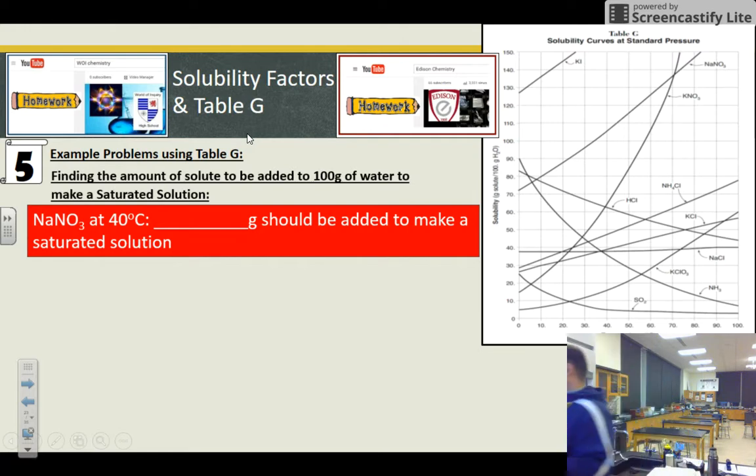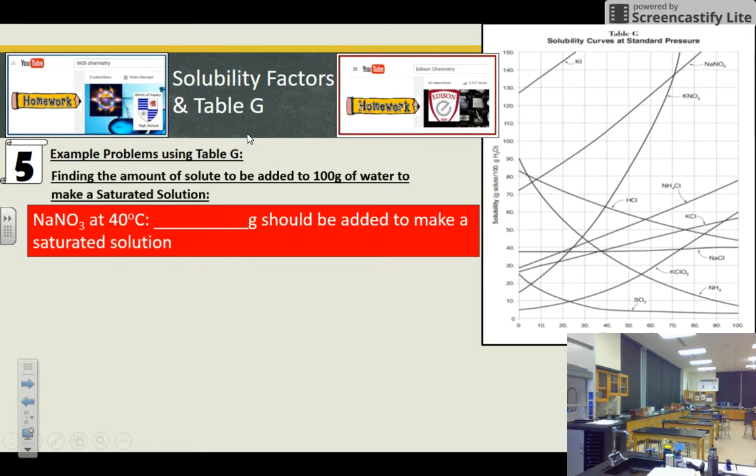NaNO3 at 40 degrees. How much do I have to add to make a saturated solution, Mr. Milks? Well, at 40 degrees, find my NaNO3. NaNO3 is this line right here, and so it crosses right there at about 105. So I need 105 grams to make a saturated solution. I can do this because I know saturated solution means right on the line.